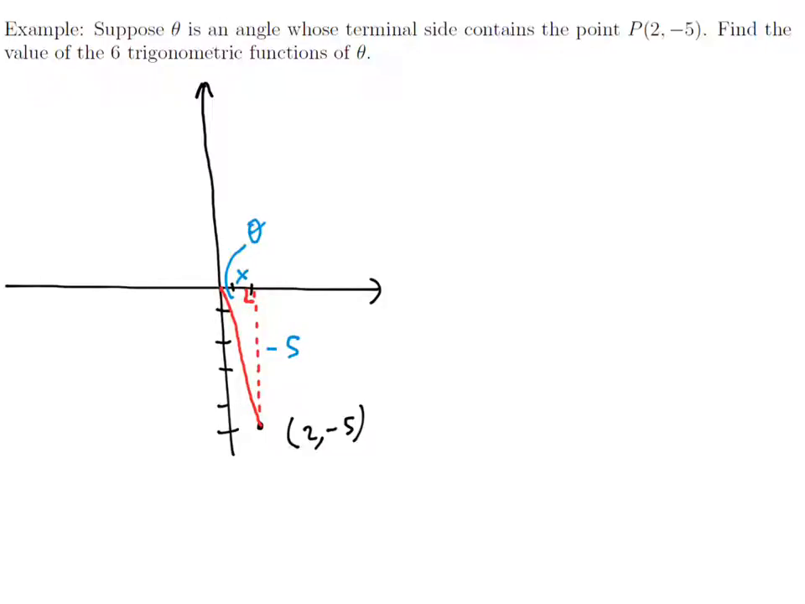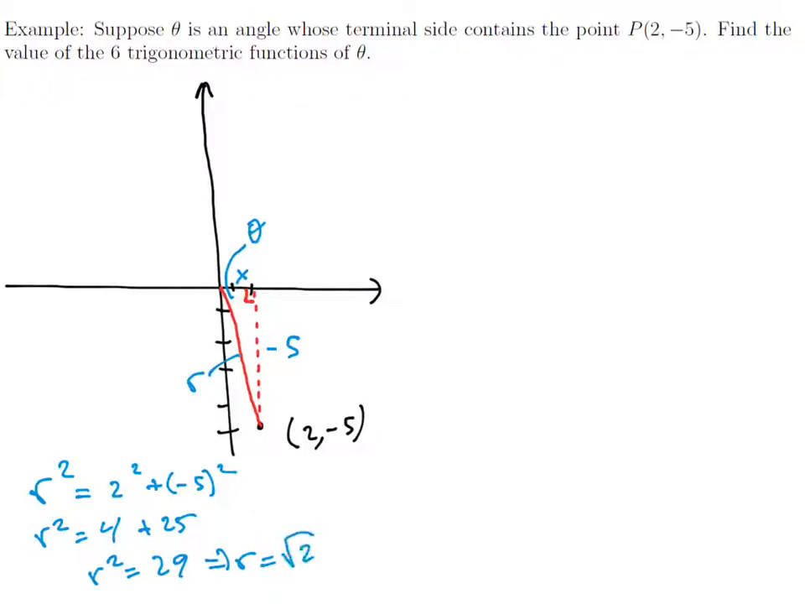So what we need to do is solve for this r value, and we just use the Pythagorean theorem. So r squared equals 2 squared plus (-5) squared. We get r squared equals 4 plus 25. R squared equals 29. So r is equal to the square root of 29. So this value in here is square root 29.